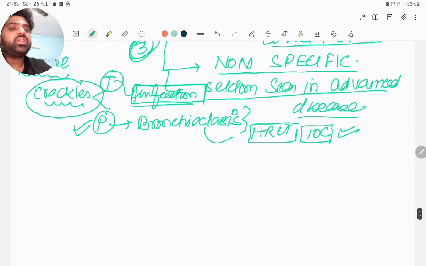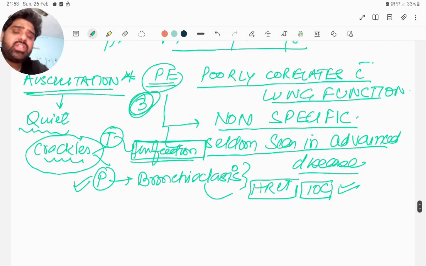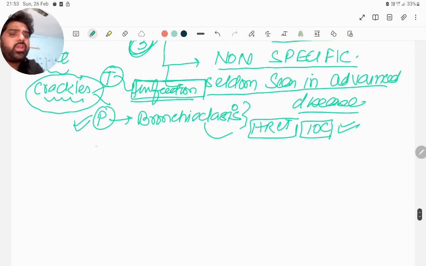This was regarding auscultation. Also, you will see a barrel-shaped chest that I have already told you about, where the anteroposterior diameter will be equal to or more than the transverse diameter. So this was regarding the auscultation. Now, a very important point regarding clubbing.